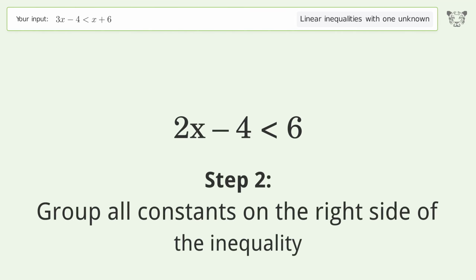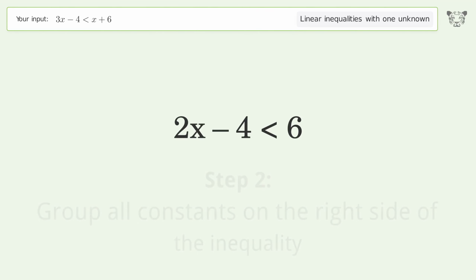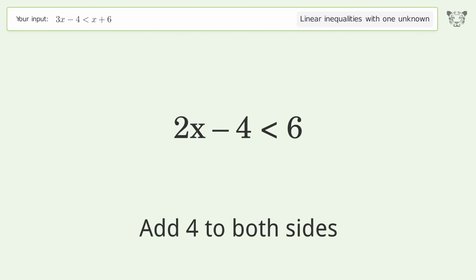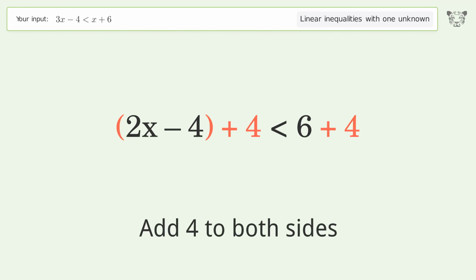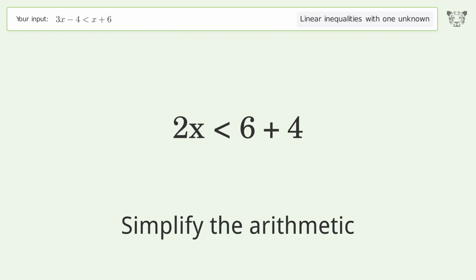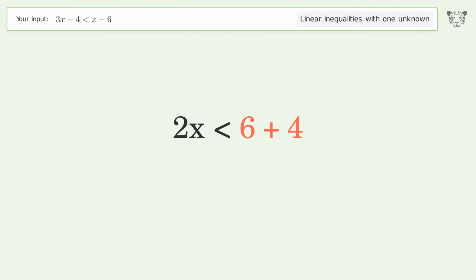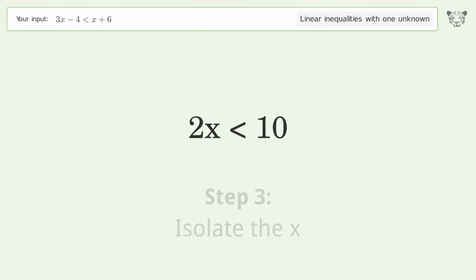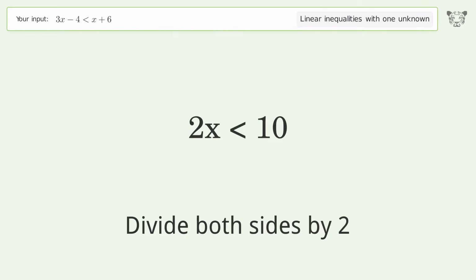Group all constants on the right side of the inequality. Add 4 to both sides. Simplify the arithmetic. Isolate the x. Divide both sides by 2.